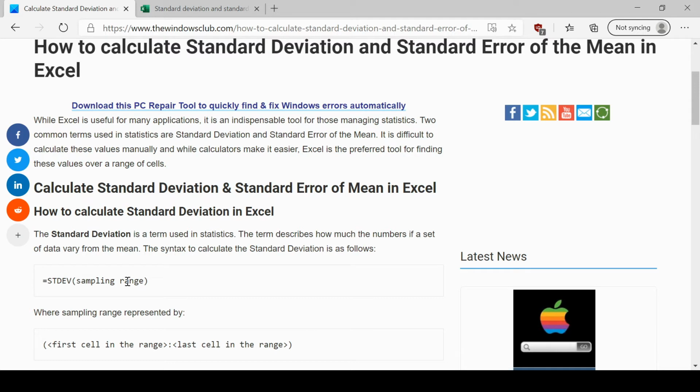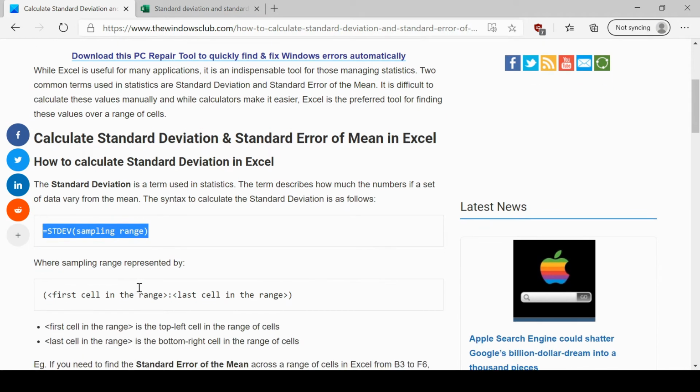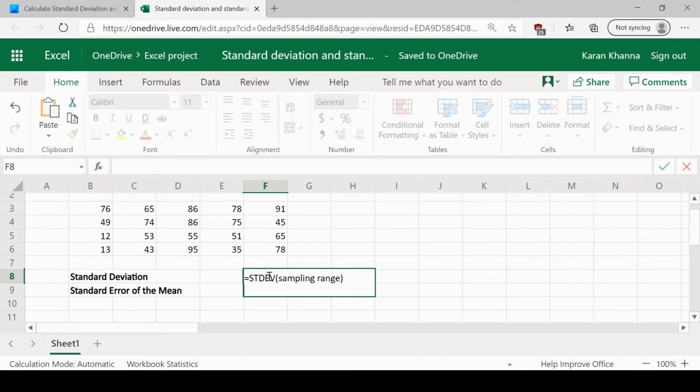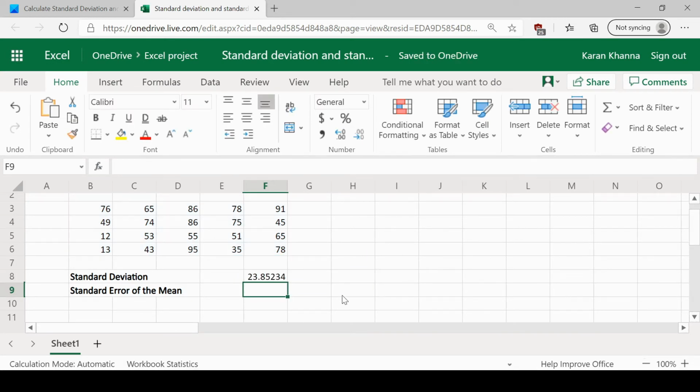All you need to do to find the standard deviation in Microsoft Excel is to copy the formula and paste it where you need the results, and then replace sampling range with the range. Let us check for the range in this example. The range is from B3 to F6. So we would mention the range as B3:F6. This is how we write the range in Excel. Hit enter and the deviation is here.